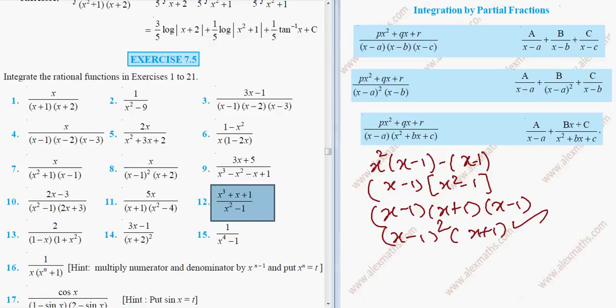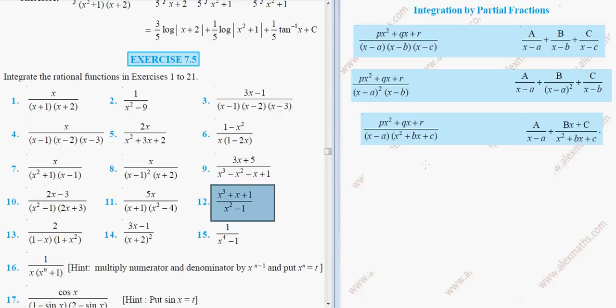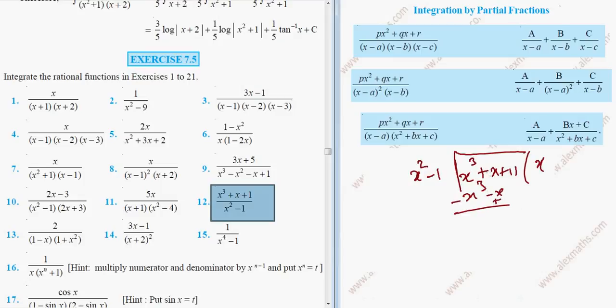See here. Since the numerator degree is more, we have to do the long division. If it is equal also, we have to do the long division. So you write the numerator. Write the denominator. x times will become x cube, then minus x. Then you have to subtract. When subtracting, you have to change the sign. This will get cancelled. It will become 2x plus 1.